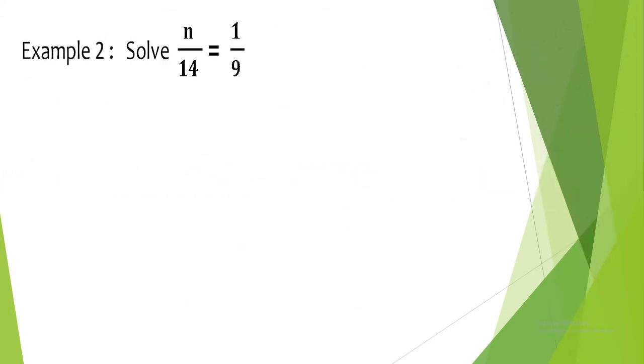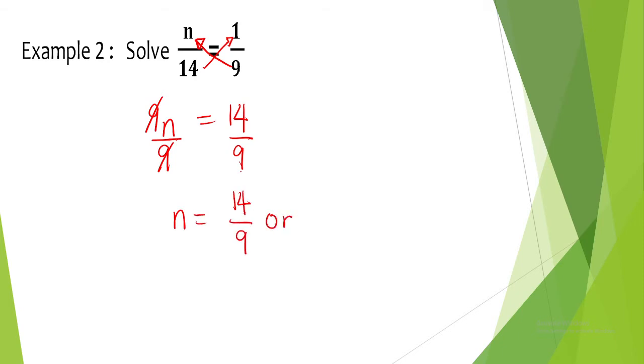This one. Just like what we did a while ago, you cross multiply. So we have 9n is equal to 14. Then divide both sides by 9 again. It cancels, so we have 14 over 9. It can also be a decimal. What is the decimal form of 14 over 9? 1.5 or 1.56. 1.6. Okay. 1.6. Let's have another example.